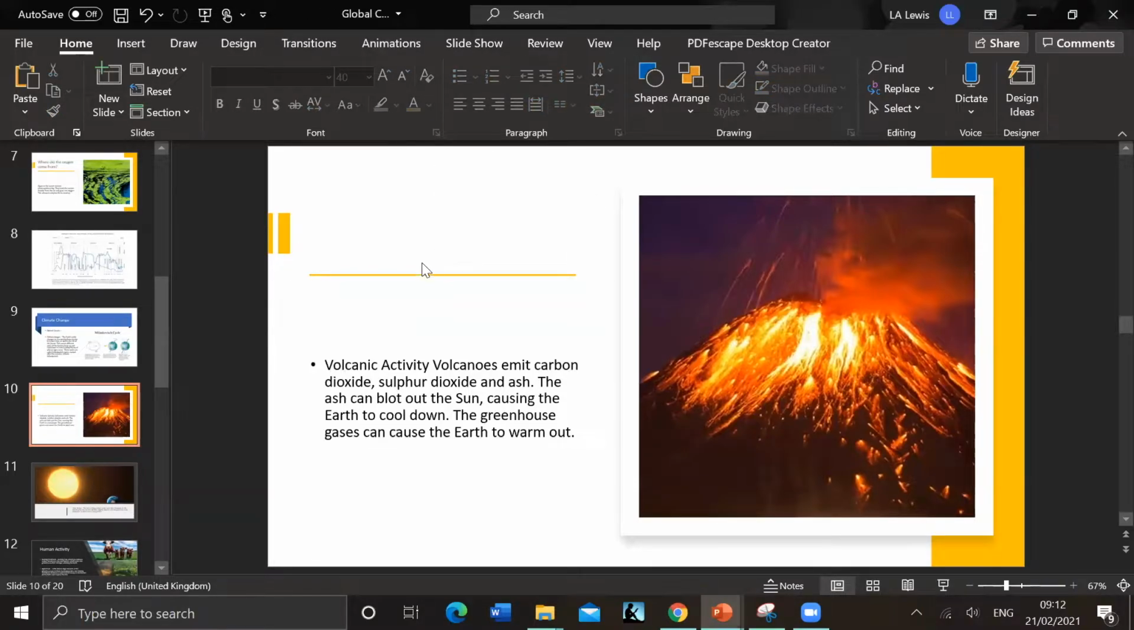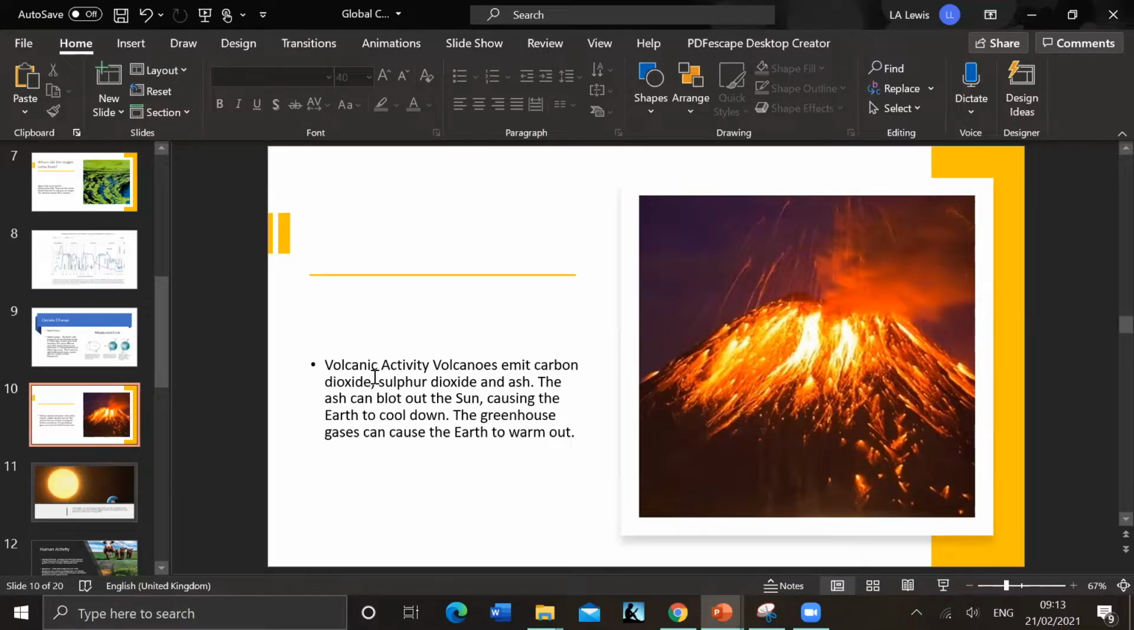So volcanic activity can change the climate naturally. This is what we thought may have been responsible in the past for changes, other than the orbital changes. It could also be volcanoes. They emit carbon dioxide, sulfur dioxide, and ash. They still do today. The ash can blot out the sun, causing the Earth to cool down.